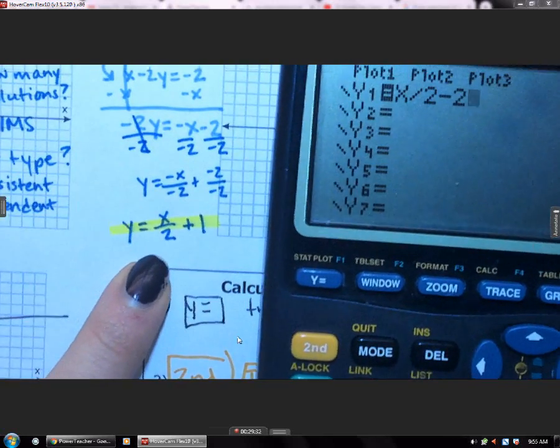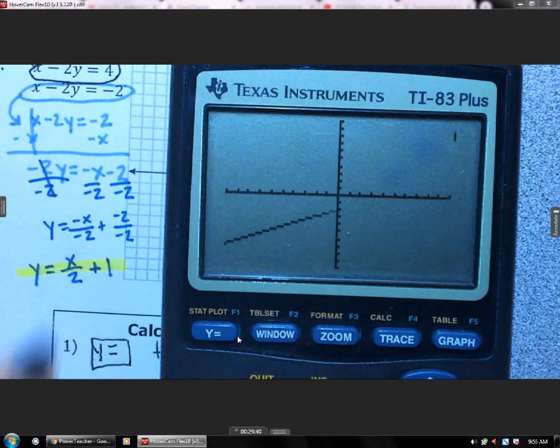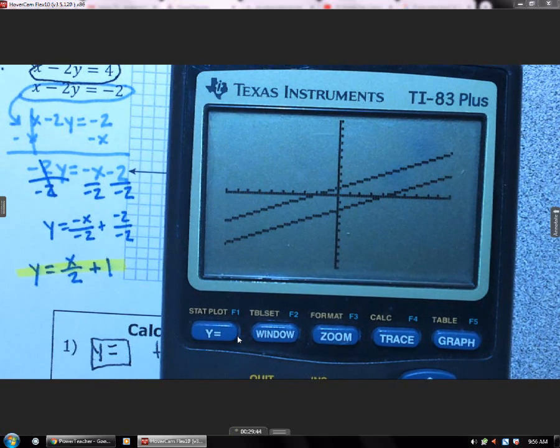Down here, this would be x divided by 2 plus 1. Graph it. There's one. There's the other one. Wow. I wonder if these lines are going to intersect. They're parallel. Now watch what happens.